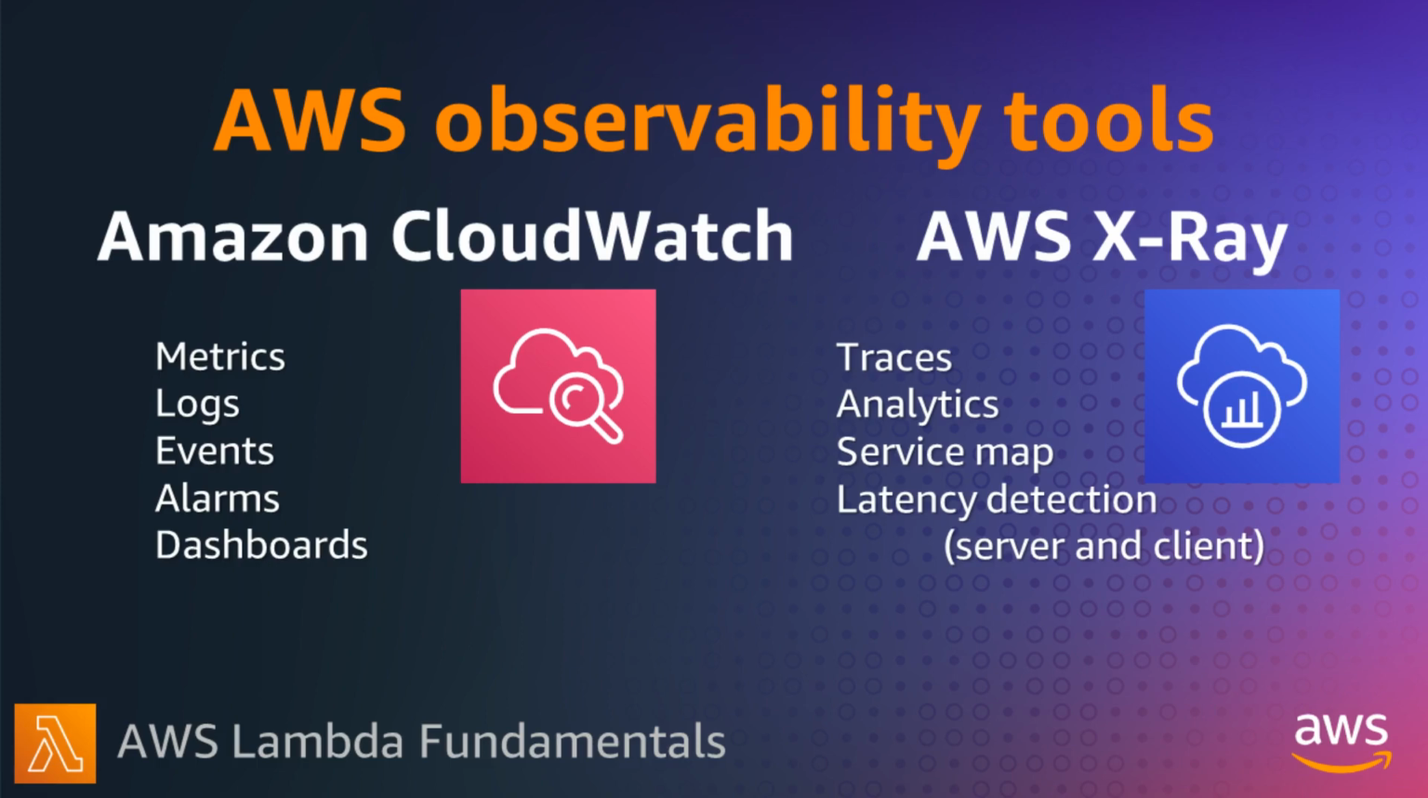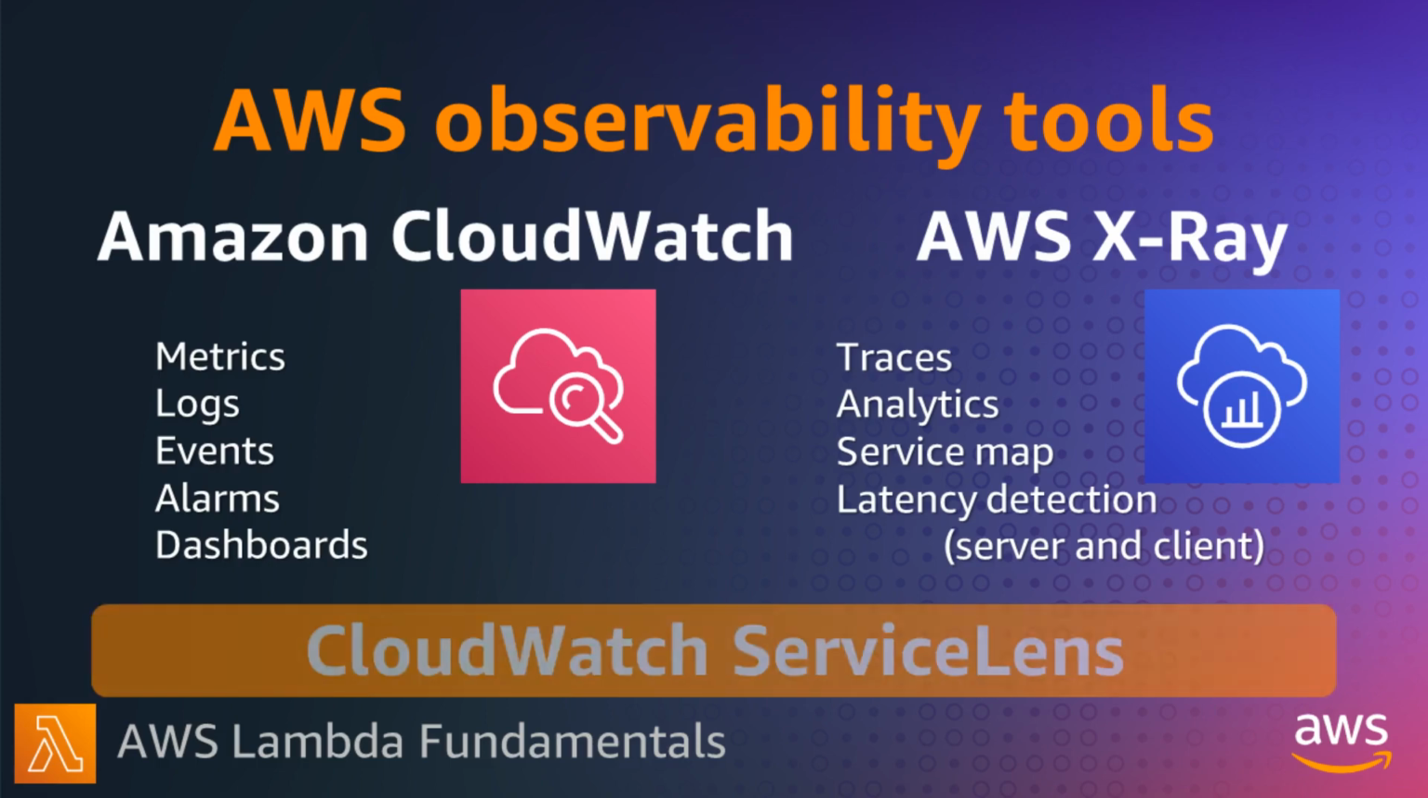AWS has 2 main services to help with observability with a number of capabilities: Amazon CloudWatch and AWS X-Ray. And CloudWatch ServiceLens enhances the observability of your services and applications by integrating CloudWatch logs, metrics, and alarms, and traces from X-Ray and other resource health information into one place. And this enables you to more quickly pinpoint performance bottlenecks, find out what's wrong, and have a better idea of how users may be impacted.